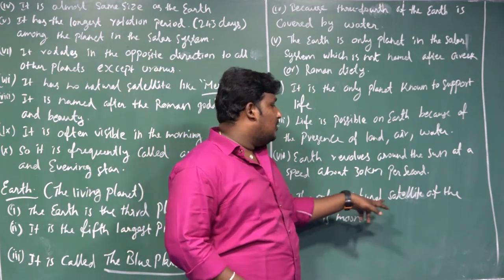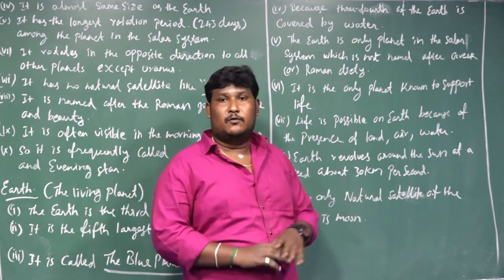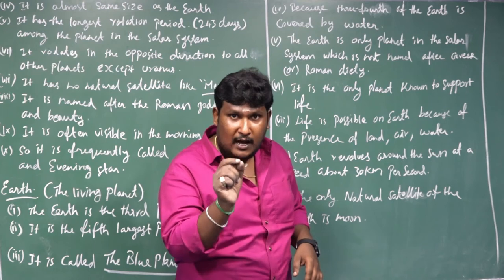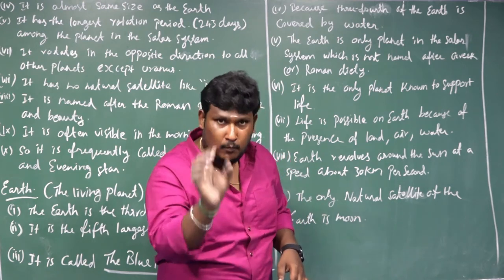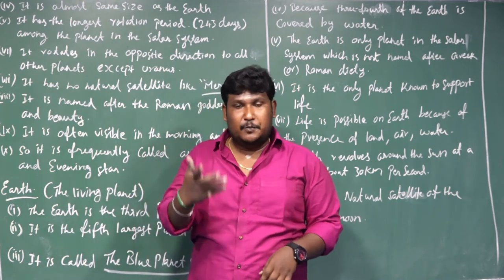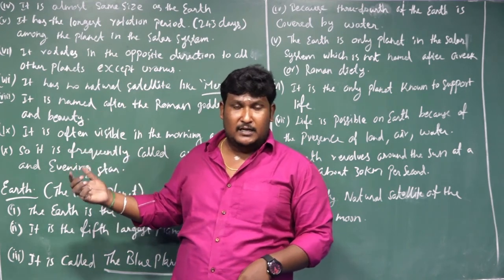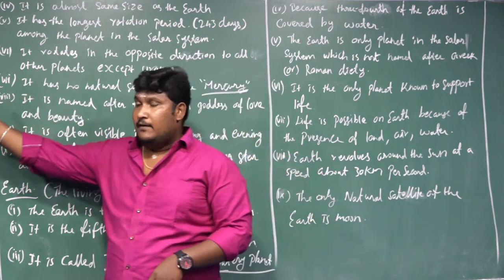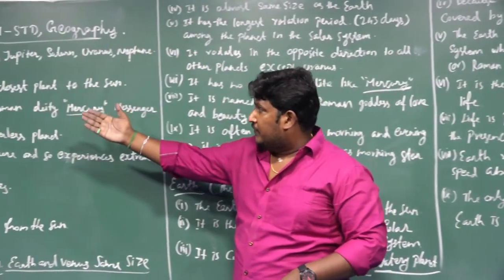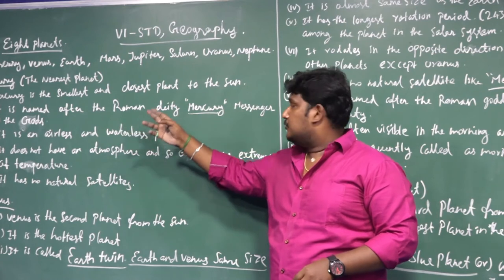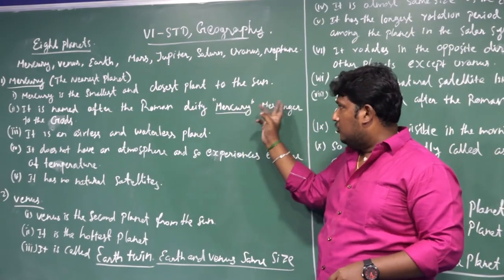The only natural satellite of the Earth is the Moon. Which one is the natural satellite of the Earth? That is the Moon. Again, I give the explanation of the first three: Mercury, Venus and Earth. Of the eight planets, the first one is Mercury, the nearest planet. Mercury is the smallest and the closest planet to the sun.